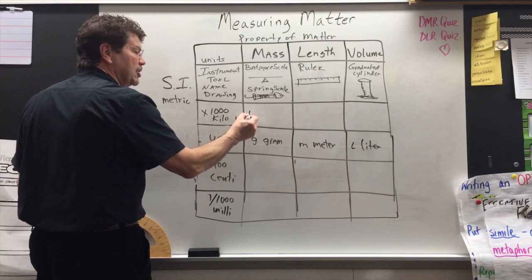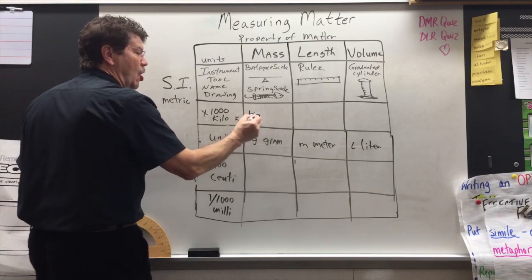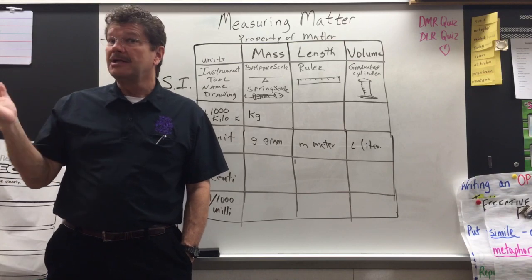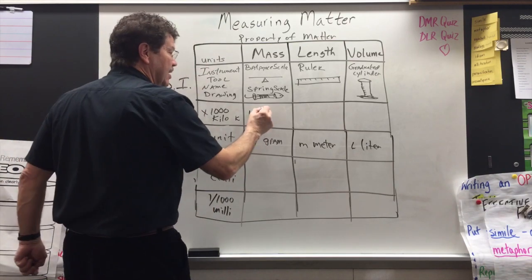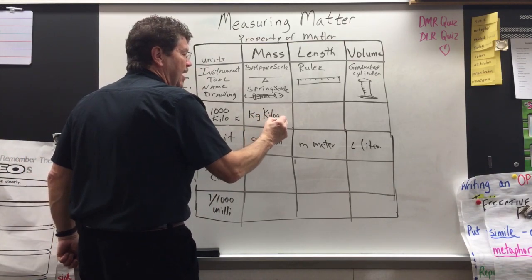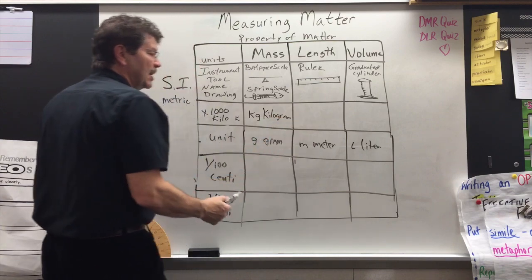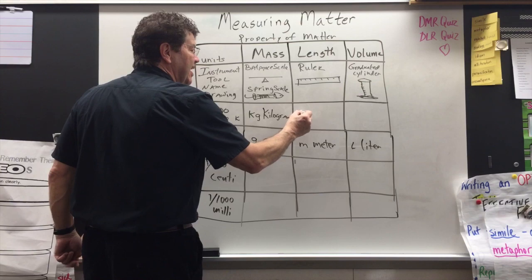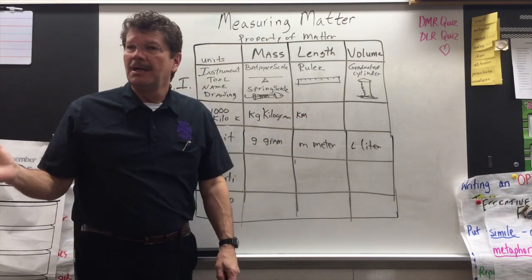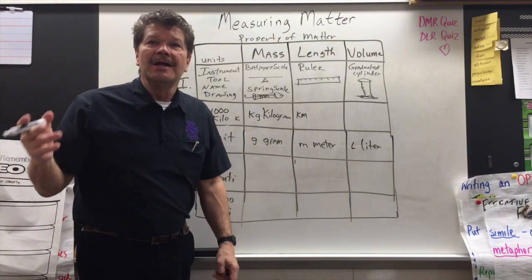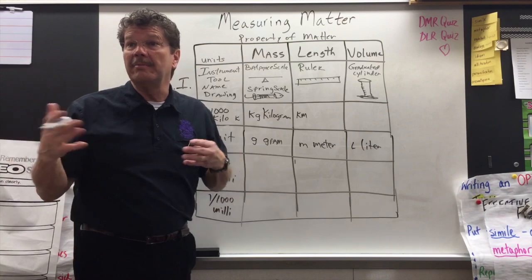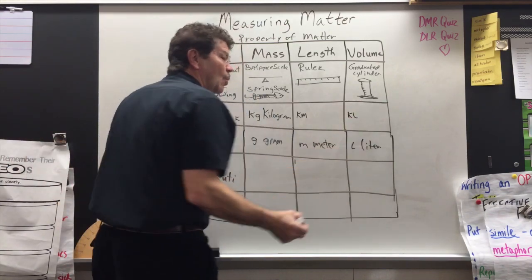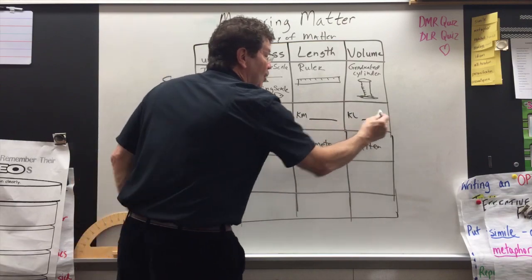So who can tell me what you think 1,000 grams is called? The abbreviation is KG. Who can say that? Kilogram. Write it, kilogram. While we're at it, if you have a meter, but there's 1,000 of them, we call that a KM. What is that? Kilometer. And if it's a liter, 1,000 of them, a KL, what do we call that?